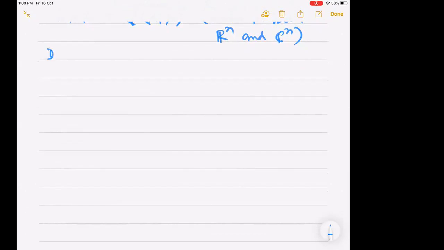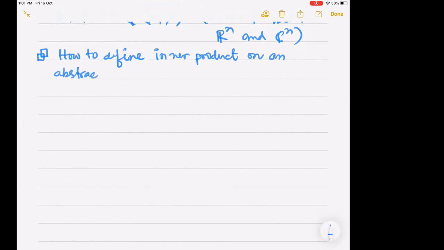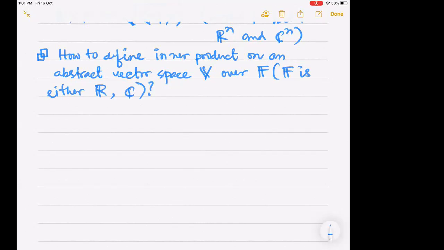So the question is, how to define an inner product on an abstract vector space V, which is defined over F, where F is either the field of real numbers or the field of complex numbers. This is the question. And the answer comes via this abstract definition, the definition of an inner product.